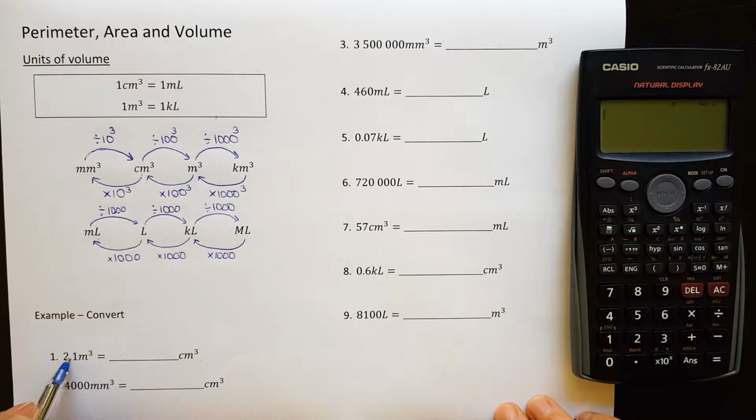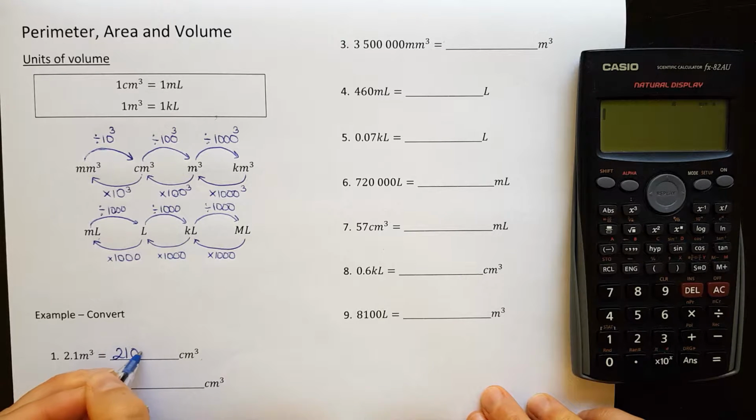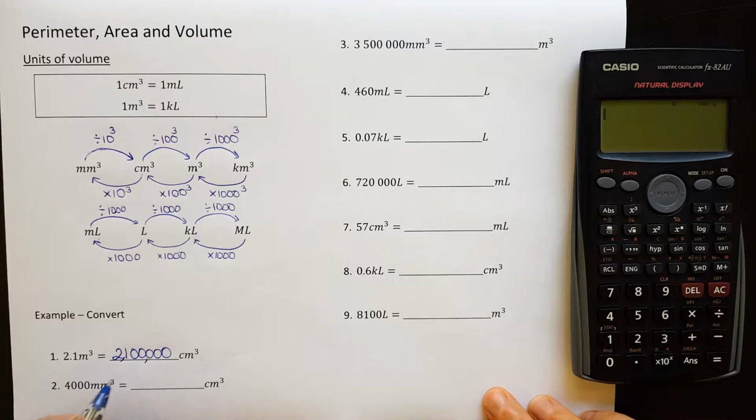So the decimal point is here. We'll do 1 jump over the 1. So it's 1, and everything else has to be zeros. 1, 2, 3, 4, 5, 6. So we'll go there, put some little commas in. So that would be 2,100,000 centimeters cubed. So you can see these numbers get big very fast. So the second question, let's try it again.